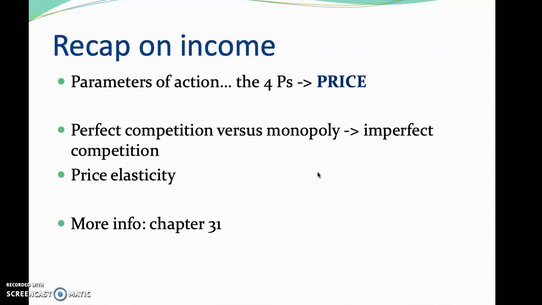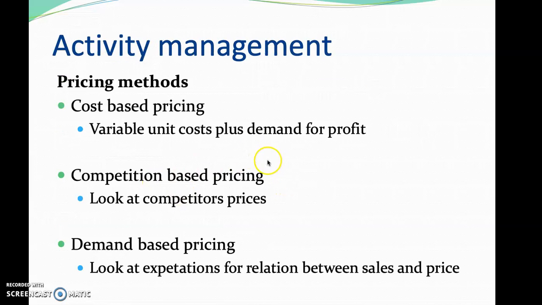Parameters of action, the 4 P's: price, promotion, place, and product. Perfect competition versus monopoly, imperfect competition. Price elasticity. Activity management, pricing methods. Cost-based pricing: variable unit cost plus demand for profit. Competition-based pricing, look at the competitors' prices. Demand-based pricing, look at expectations for a relationship between sales and price.